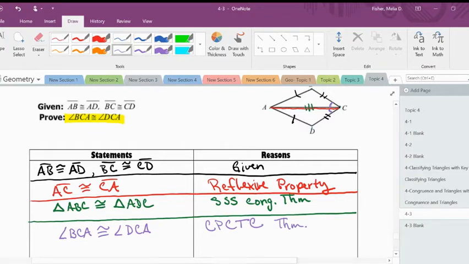Go ahead, pause the video, do the try it, and come back and check your answers.